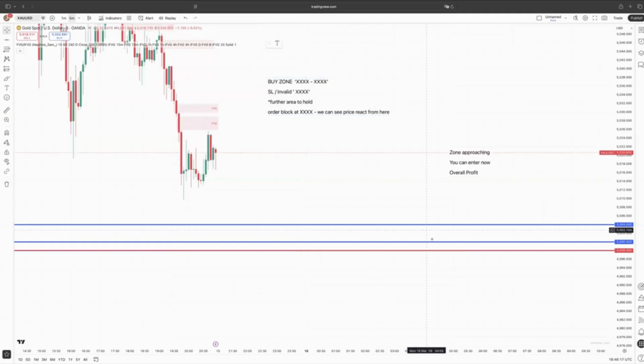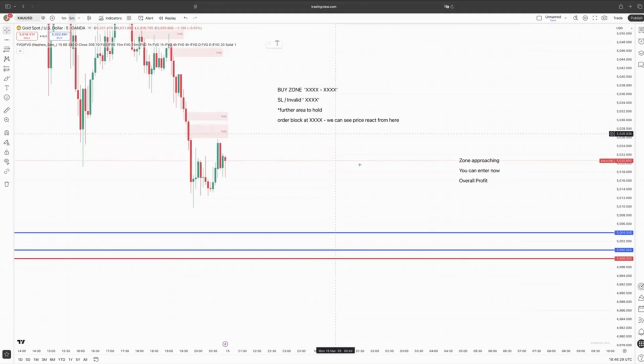SL slash invalid is this red line, okay? Then we may use the term further area to hold, okay? And then we might say order block at a certain price. And this is where we can see price react.